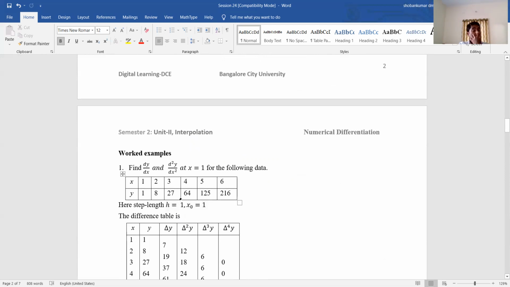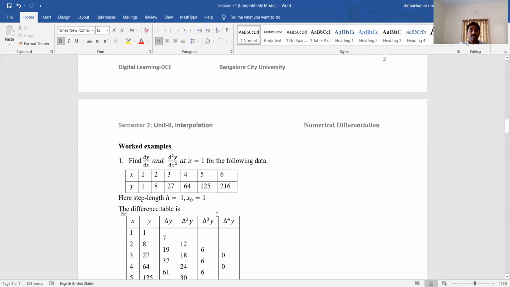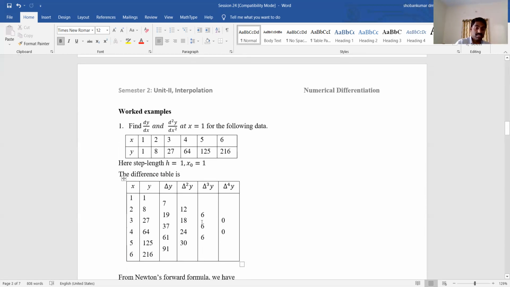Find dy by dx and d2y by dx square at x is equal to 1 for the following data. Here data is given, x are equally spaced and corresponding y is also given: y is equal to 1, 8, 27, 64, 125, 216. Here step length is 1 and x naught is 1. Note down x naught and h. Now construct the forward difference table.